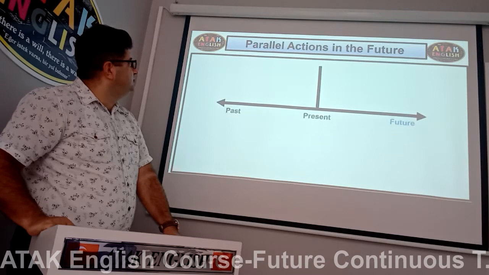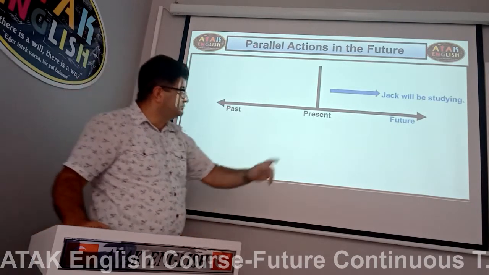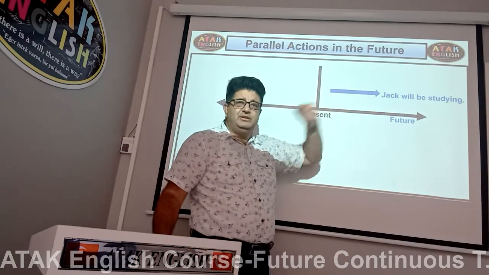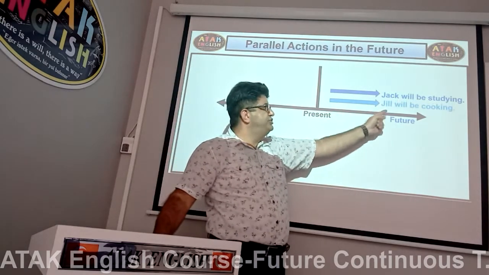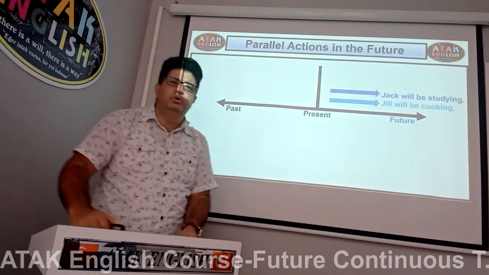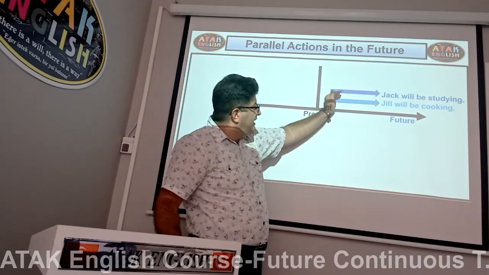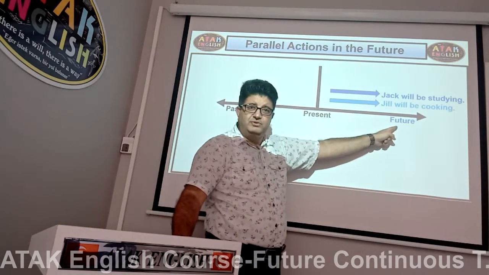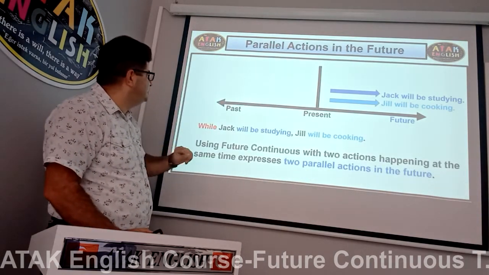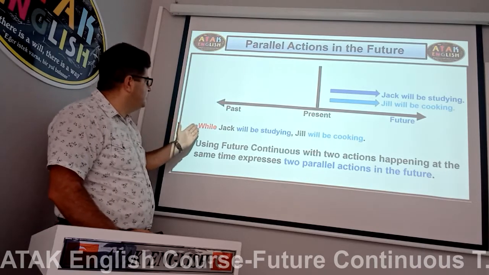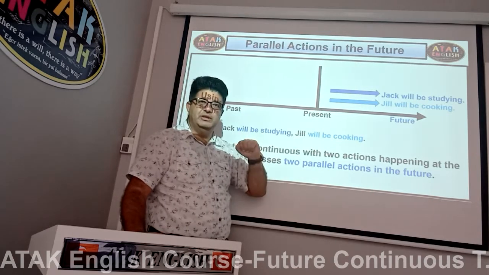Let's give an example of parallel actions in the future. Jack will be studying, that's one of the actions. Jill will be cooking. Two different actions, but happening at the same time in the future. So to combine these two, I can say, while Jack will be studying, Jill will be cooking.